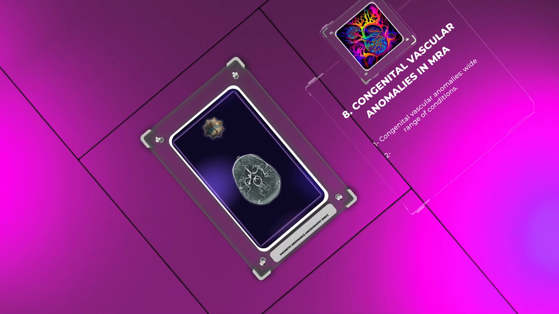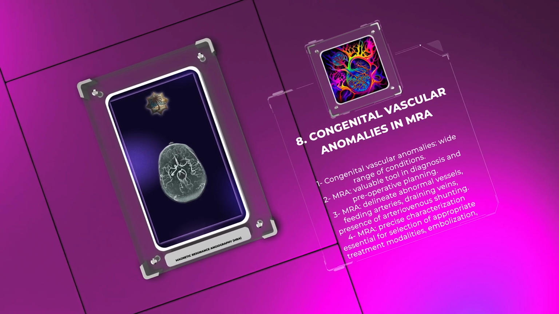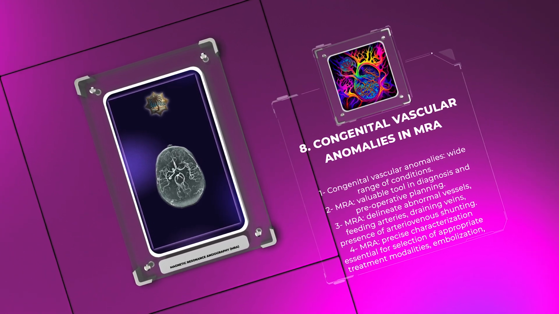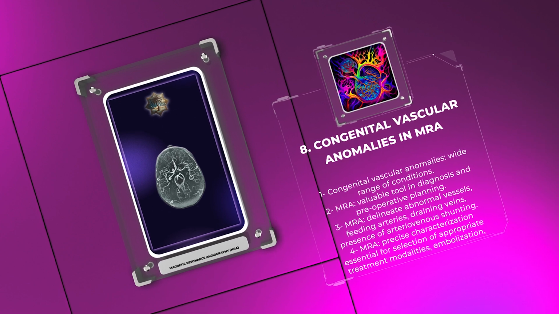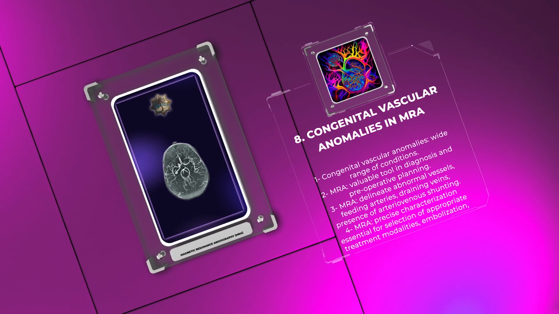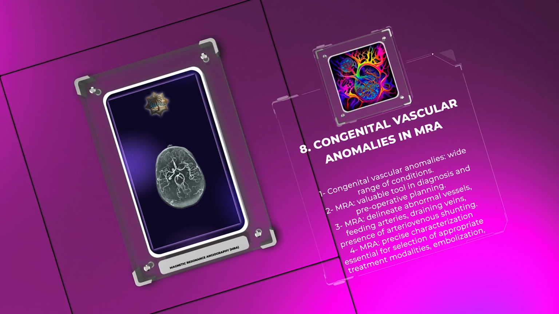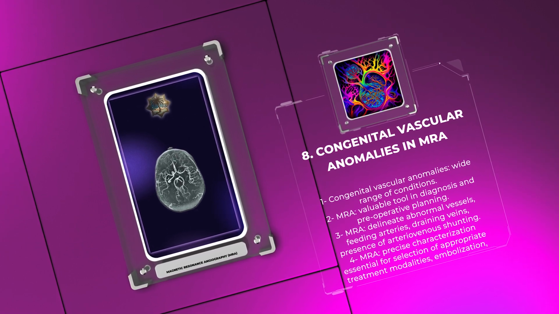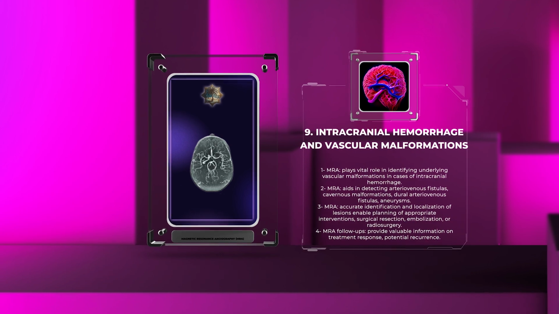Congenital vascular anomalies encompass a wide range of conditions, including arteriovenous malformations, AVMs, venous malformations, and vascular tumors. MRA serves as a valuable tool in both diagnosis and preoperative planning. Through detailed imaging, MRA helps delineate abnormal vessels, their feeding arteries, draining veins, and the presence of arteriovenous shunting. Precise characterization of these anomalies is essential for the selection of appropriate treatment modalities such as embolization, surgical resection, or radiosurgery.